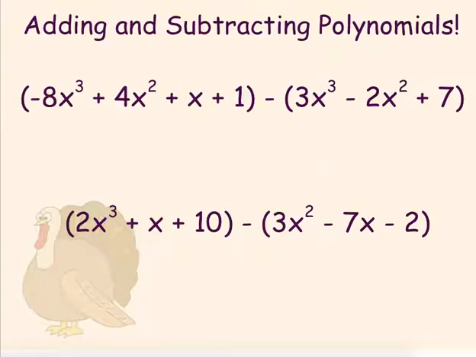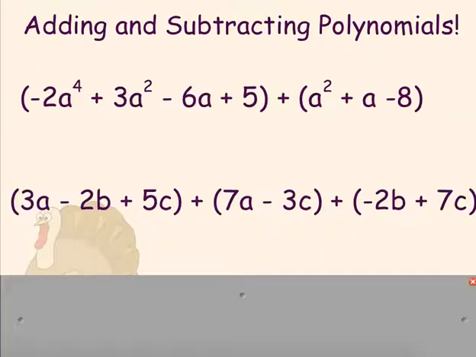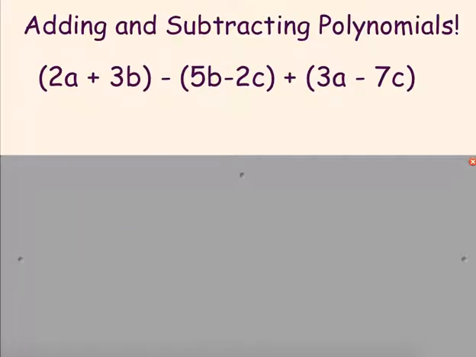All right, let's try a couple more examples. Okay, now I'll do this one. Realize that we care about having like terms. So A's need to go with A's, B's with B's, C's with C's. So I have a 2A and a 3A, meaning I have a 5A. I have a 3B, a negative 5B.